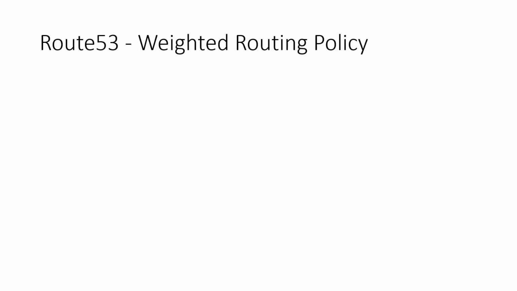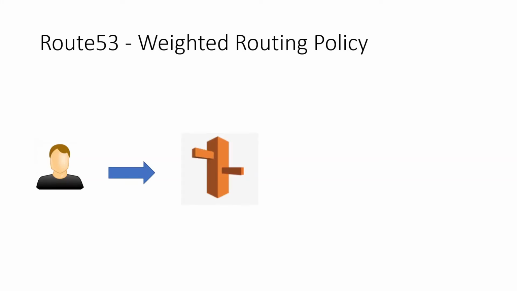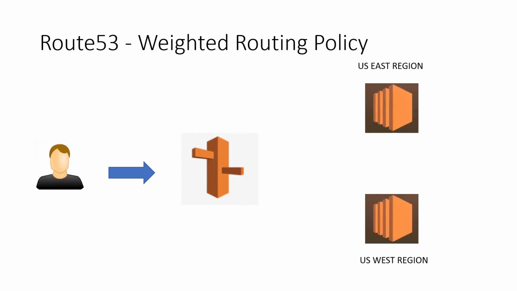Next, we have the weighted routing policy, where we have the user hitting the same URL which goes to Route 53, and now Route 53 redirects 80% of the requests to the US East region and 20% to the US West region. So the routing is weighted based on the region. So 80% goes to US East, 20% goes to US West.